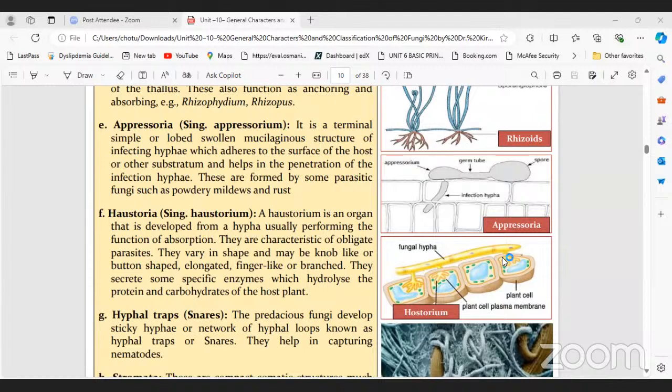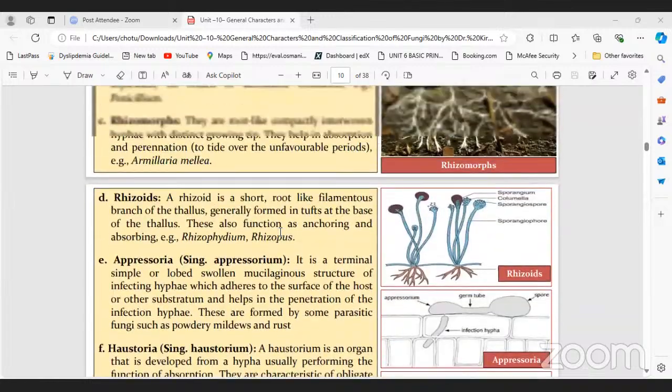The organ that develops from a hyphae, usually performing the function of absorption. They are characteristic of obligate parasites. They vary in shape and may be knob-like, button-like, elongated, fungal finger-like structures, or branched. They create some specific enzymes which hydrolyze the proteins and carbohydrates of the host plant. This is the Haustoria. These are things I'll explain.